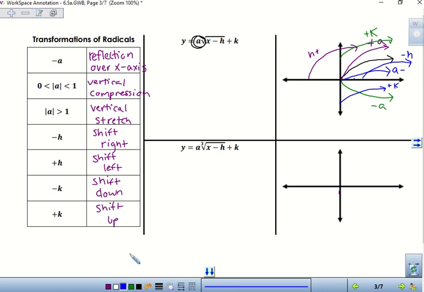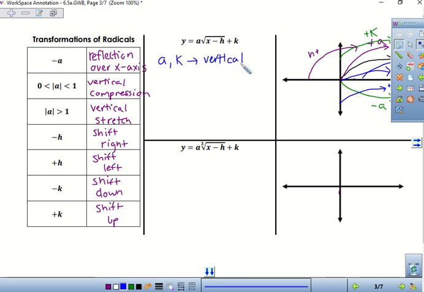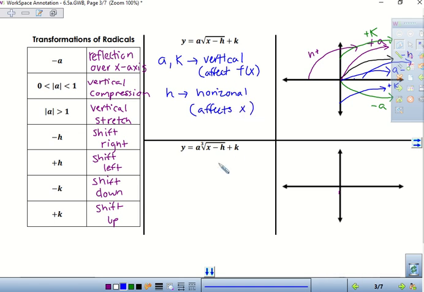So the main thing you need to know is that A and K are vertical. They affect f of x, okay? And H is horizontal, and it affects what? Good. And you all know f of x is the same thing as y. So if we refer to it as y, we're talking about the same thing.